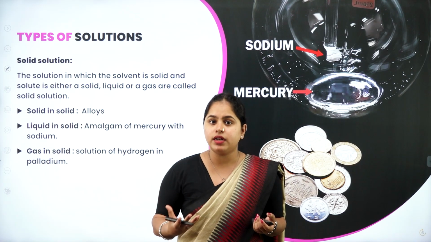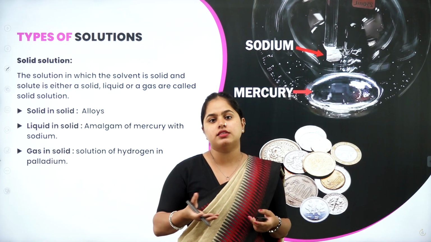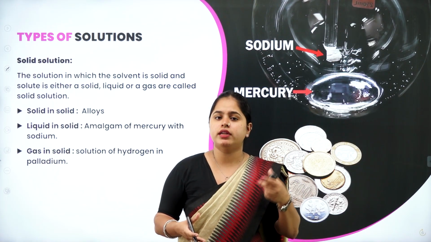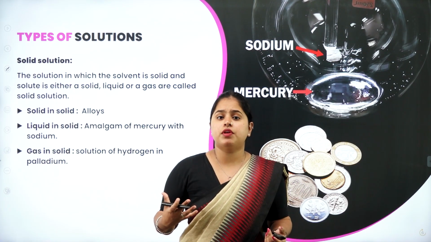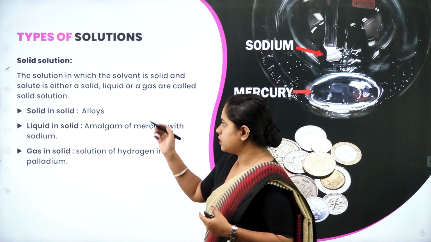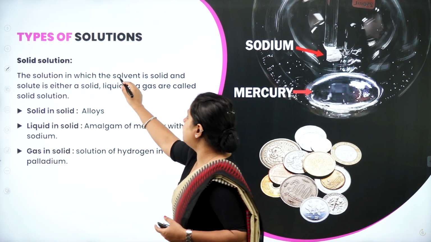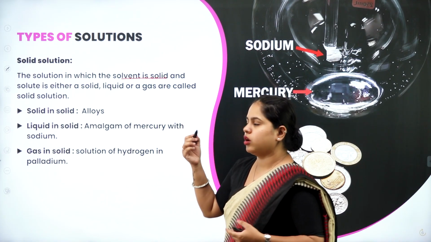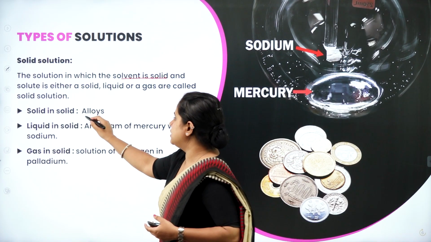So when the solvent is in solid state, we call it a solid solution. That means your solute can be a solid, liquid or gas, but the solvent will always be a solid. The solution in which the solvent is solid and the solute can be a solid, liquid or gas is called a solid solution. An example is alloys.